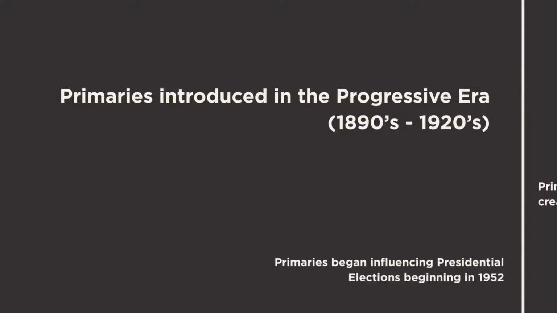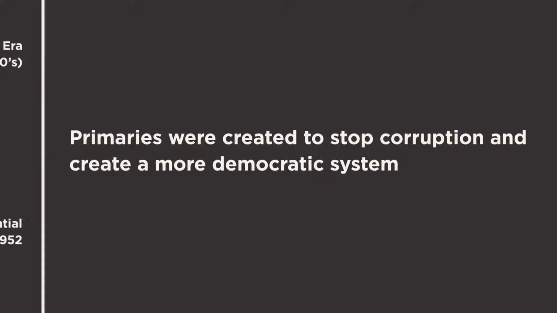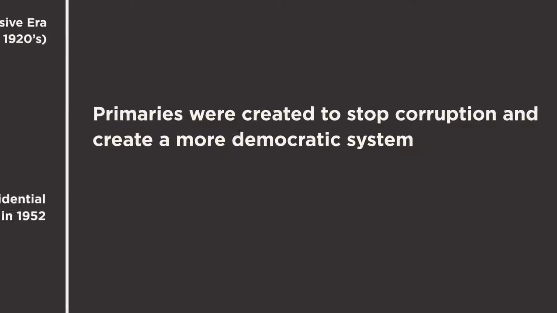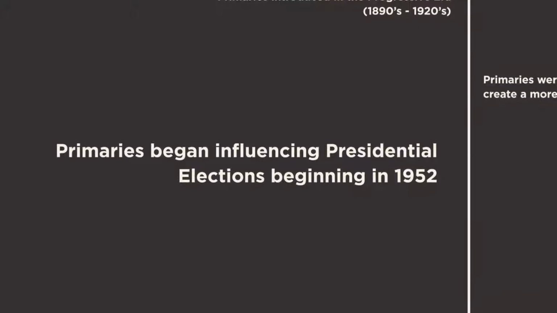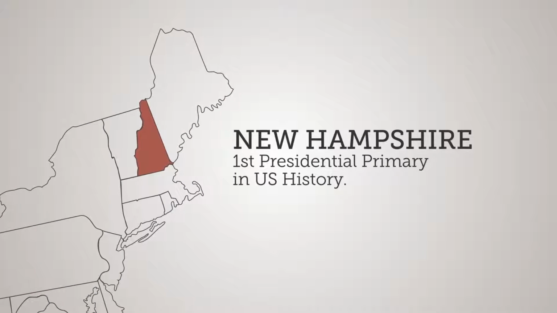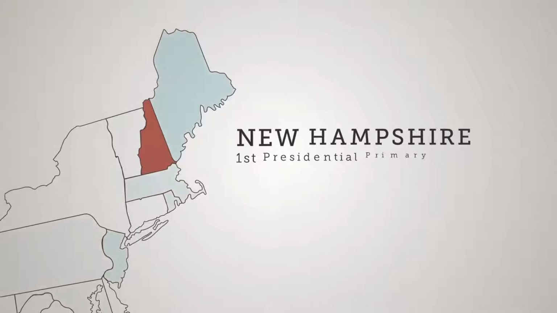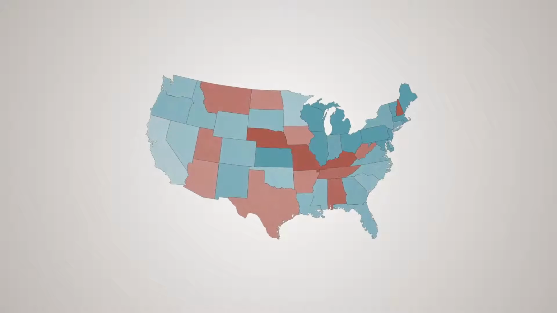For historical context, primaries were introduced in the Progressive era in the early 20th century to weaken the power of bosses and make the system more democratic. In presidential elections, party primary elections became important starting in 1952, when the first in the nation New Hampshire primary helped give Dwight D. Eisenhower the Republican nomination. But over the past 50 years, the two major political parties have passed laws in every state designed to restrict the right to vote for anyone who doesn't join their party.